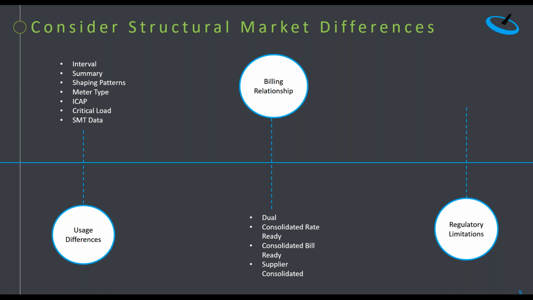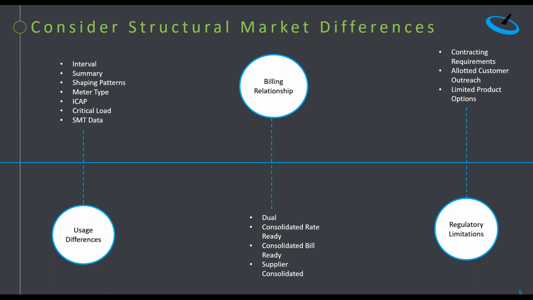Also, in different markets, you have various billing relationships that you need to manage with the customer. Specifically in your Northeast states, you're working mostly in a consolidated market, either through rate ready or consolidated bill ready billing, where the utility controls the billing relationship. However, you might opt for a dual scenario in those markets where the customer receives two bills, or in markets like Texas and Illinois, you might have a supplier consolidated billing relationship, which allows you as the retailer to send out a consolidated utility invoice.